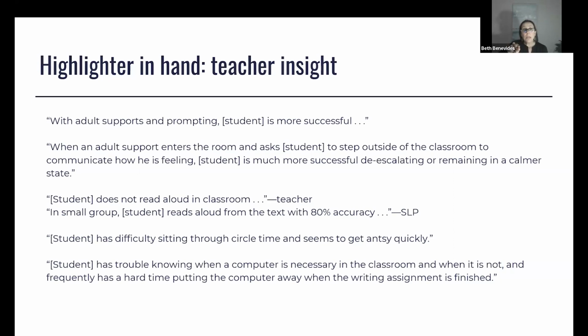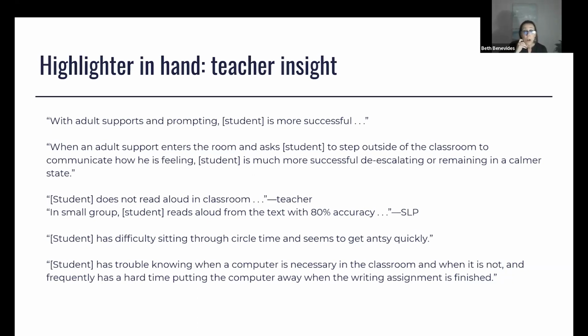In this example here, we have a goal, and it might include a teacher and a speech language pathologist giving feedback, okay? So the student does not read aloud in classroom. That's what the teacher says. But then the speech language teacher might say in a small group, the student reads aloud from the text with 80% accuracy. So what is this joint statement saying to us?